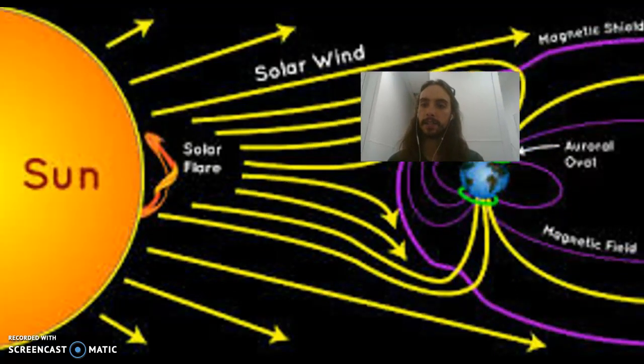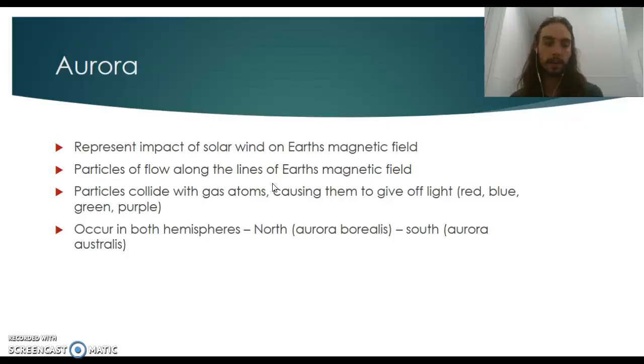And you can actually see this. I've seen the aurora in person in Alaska. So aurora represents the impact of solar wind on the Earth's magnetic field. As I said, the particles flow along the lines of the Earth's magnetic field. So our magnetic field has lines, and those particles are going to flow along them. Particles collide with gas atoms in the atmosphere, causing them to give off light, like red, blue, green, purple, orange.